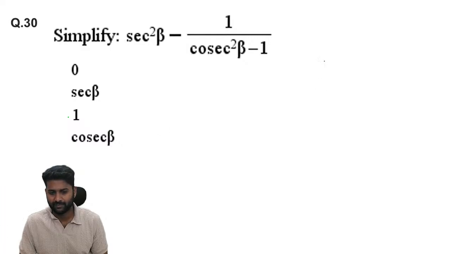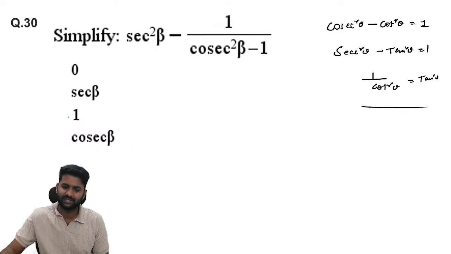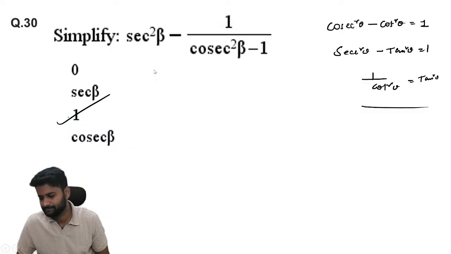Now see, the basic properties. Cosecant square theta minus cot square theta is equal to 1. Secant square theta minus tan square theta is equal to 1. And 1 by cot square theta is equal to tan square theta. These are the three properties. Your answer is 1. Just apply these properties.